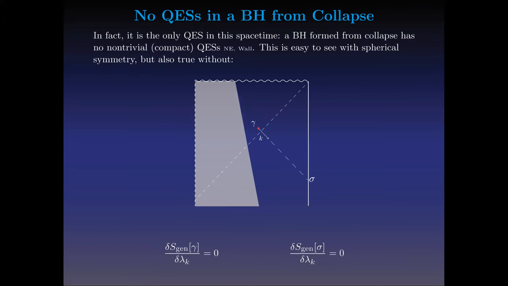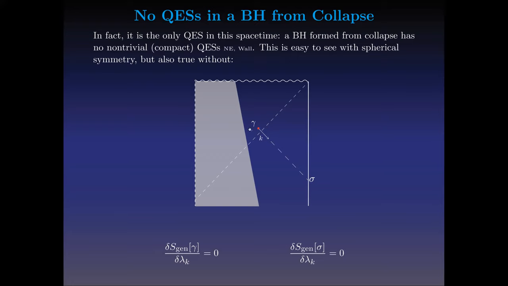In fact, it is the only quantum extremal surface in this spacetime. If you have a black hole formed from collapse, and you have reflecting boundary conditions, it has no non-trivial compact quantum extremal surfaces. And it's actually pretty easy to see this with spherical symmetry, even though it's also true without spherical symmetry.